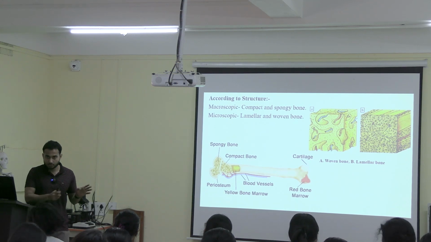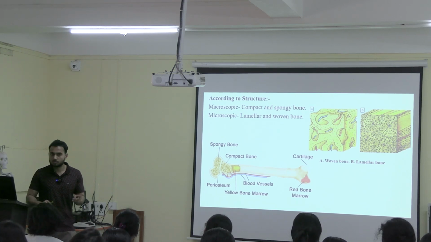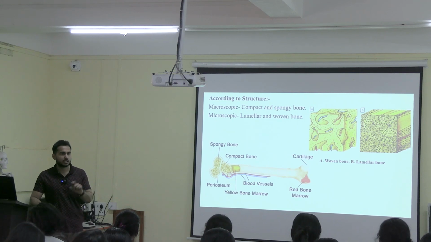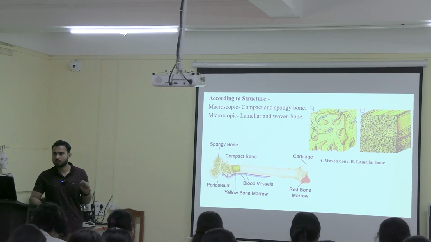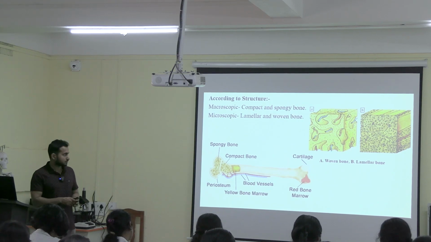Now, in order to study the structure, we can't take a growing long bone. We have to take a mature long bone. In case of a mature long bone, only three parts are there: upper end, lower end, and shaft. So, these are the points. Please note it down whenever I am mentioning, or else you will forget. And these are important.